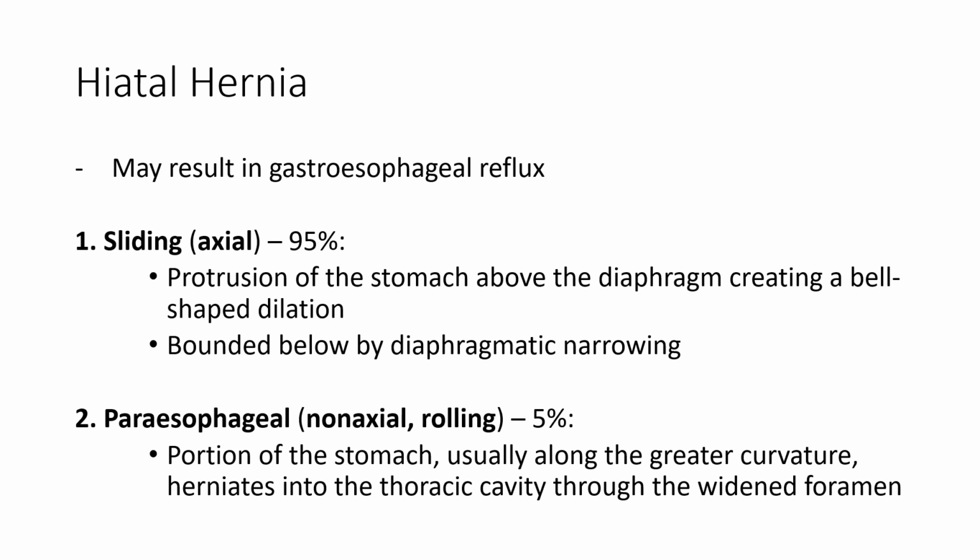The second type of hiatal hernia is the paraesophageal or non-axial, also referred to as rolling. This occurs in about 5% of hiatal hernias. In this type, part of the stomach herniates into the thoracic cavity through the widened foramen. The gastroesophageal junction in this type remains in its place.